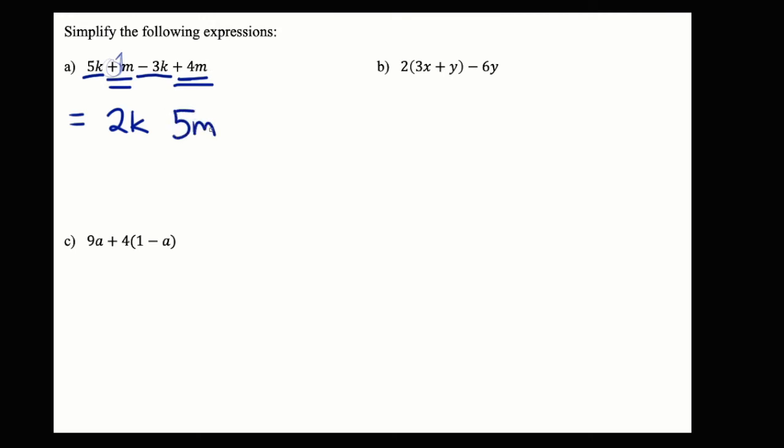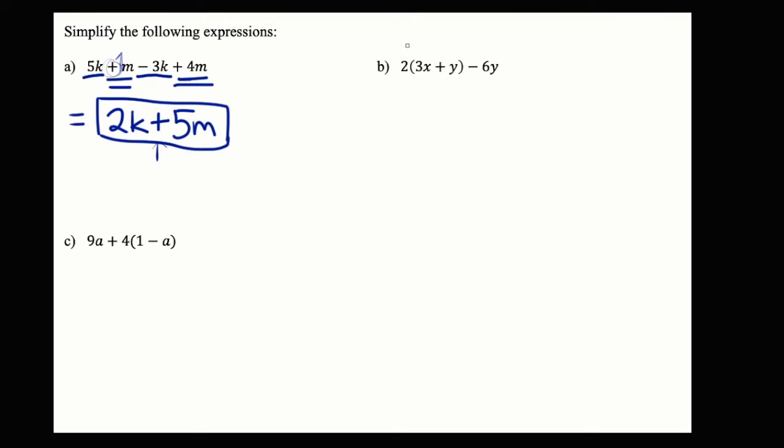And I always ask myself, what do I put in the middle here? Well, it depends on whether 5m is positive or negative. In this case, I'm starting with positive 1, adding 4, so this is going to be positive. So my final answer is 2k plus 5m.